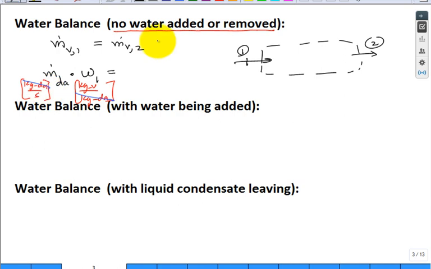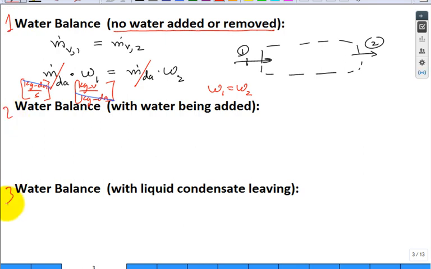Likewise, over here, you have the mass flow rate of dry air times omega 2. Can I cancel this on both sides? Sure. What did we conclude? Well, if you have no addition of water or removal of water, then what's constant? Omega. Yeah, it has to be constant. Now we'll consider the next case. So this is like case 1, now case 2, then case 3.